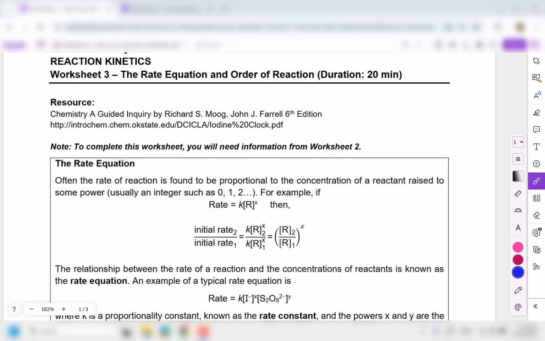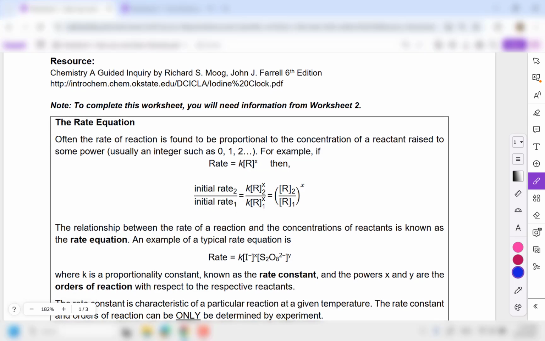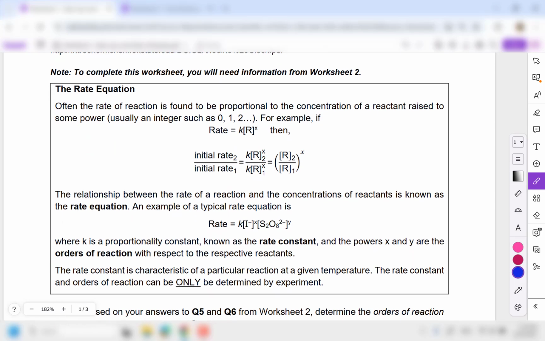Hello students, we'll continue with Guided Inquiry Worksheet 3. This is a continuation from Worksheet 2, so you will need to have Worksheet 2 with you side by side so that you can reference selected portions. Okay, so right now we'll look at the one in the box.